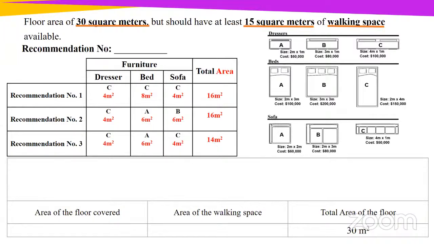So now, boys and girls, look: recommendation 1, total area 16 square meters. Recommendation 2, total area 16 square meters. And recommendation 3, total area is 14 square meters. Boys and girls, now that we have calculated the total area, what will we need in terms of information? So listen carefully now, boys and girls. We have the total area.